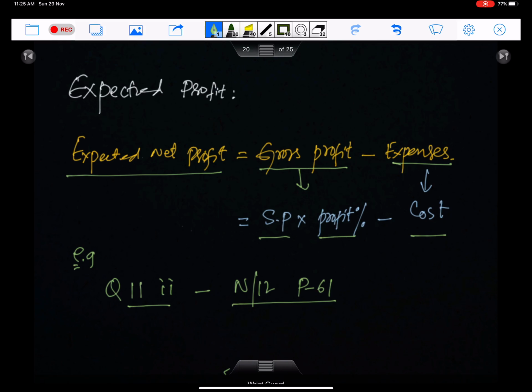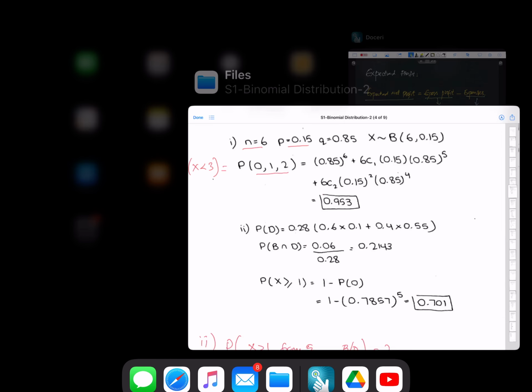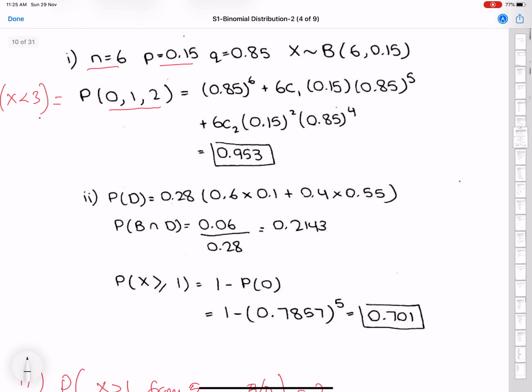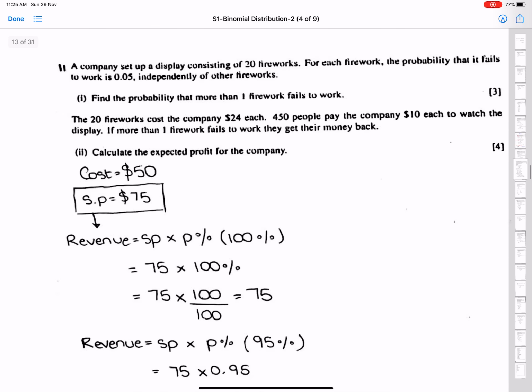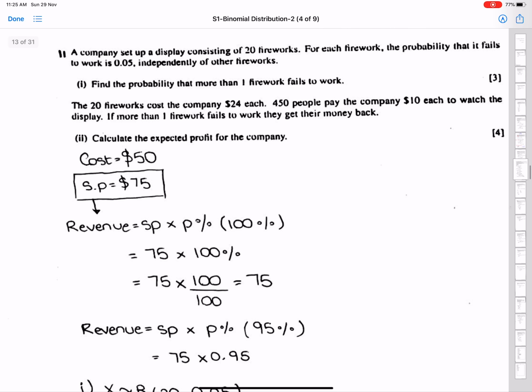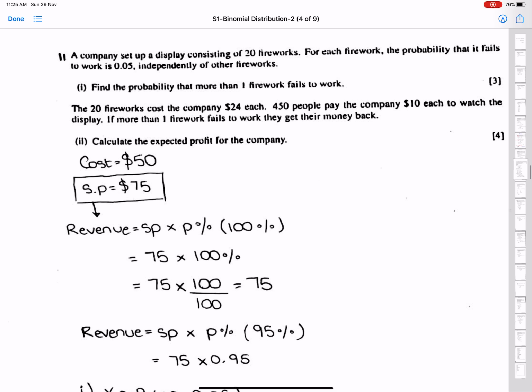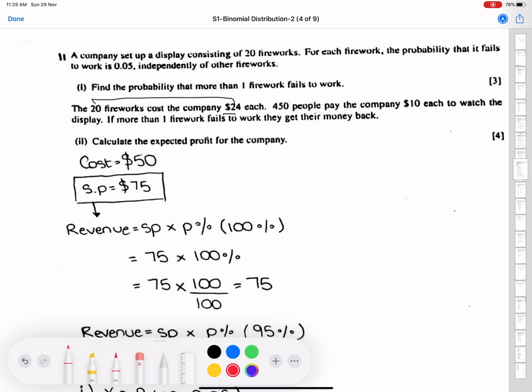Let me show you the question here. It's question 11, part 2. Here is the question. So just reading part 2. The 20 fireworks cost the company 24. So with the help of this 20 and 24, you can get the cost. So the cost will be 20 times 24, which will make 480.